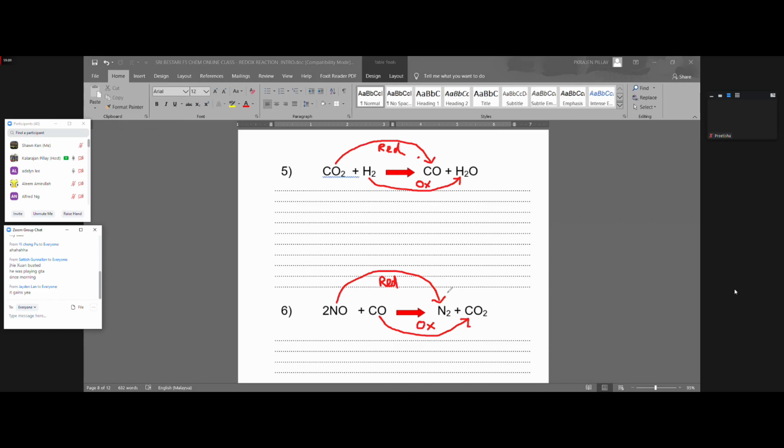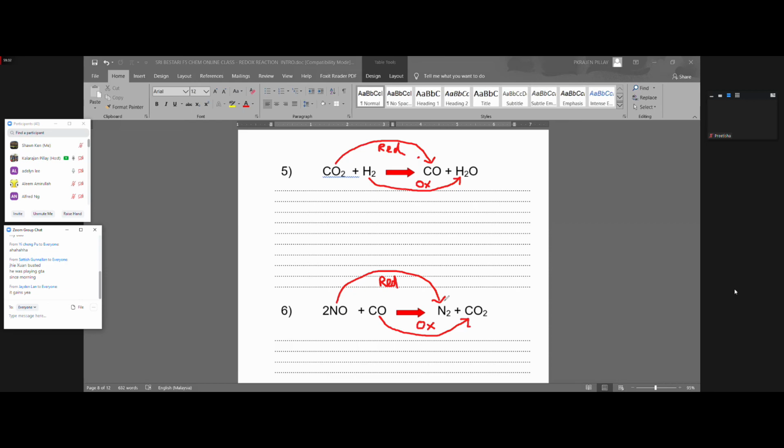Is reduced, because I put the RED in the reduction. So nitrogen monoxide is reduced to what? Nitrogen. Why? Because it loses oxygen. Okay, very good. Nitrogen monoxide is reduced to nitrogen because it loses oxygen.